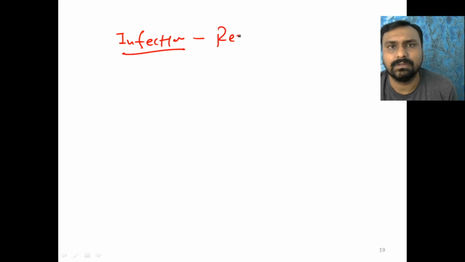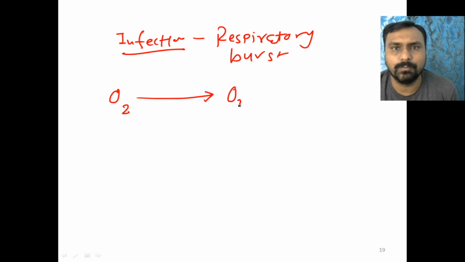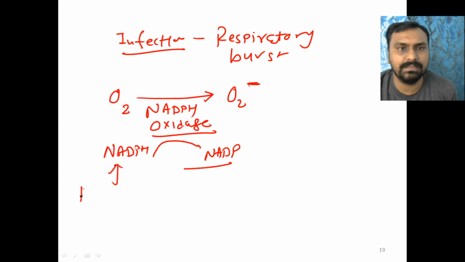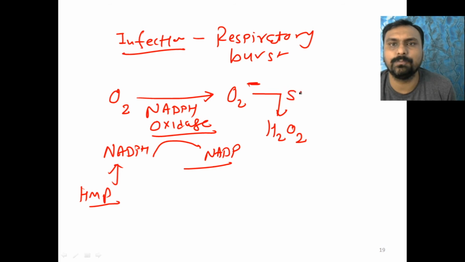So whenever there is an infection, any bacterial or viral infection, the oxygen requirement is very high. That is called a respiratory burst. So oxygen is converted to the superoxide radical by the enzyme called NADPH oxidase, and here NADPH is converted to NADP. And what is the source of NADPH? HMP pathway. This superoxide radical is converted to hydrogen peroxide with the help of superoxide dismutase enzyme.